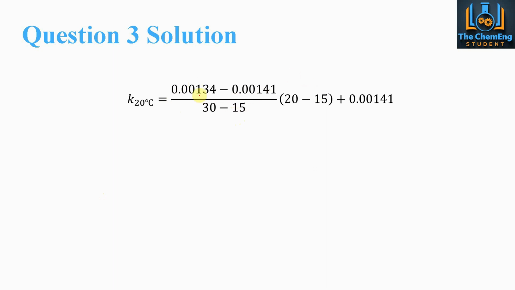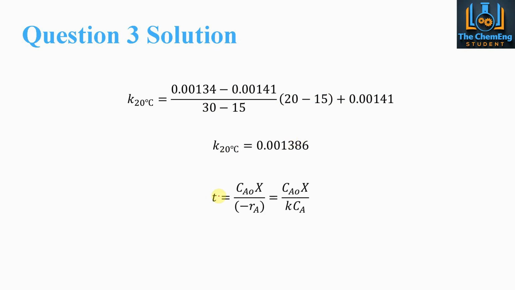But essentially what we have is the values, so from 15, the K value at 15 degrees minus the K value at 30 degrees, divided by the change in the temperature, multiplied by the change between the value that we want, so that's 20, minus the lower value, which is 15 degrees, plus the K value at 30 degrees. So we can see that the K at 20 degrees Celsius will be 0.001386. So now we have the reaction rate constant at 20 degrees Celsius.